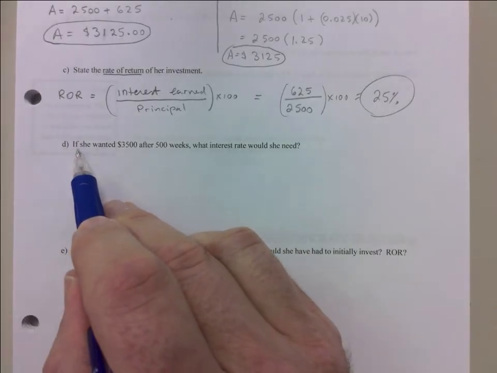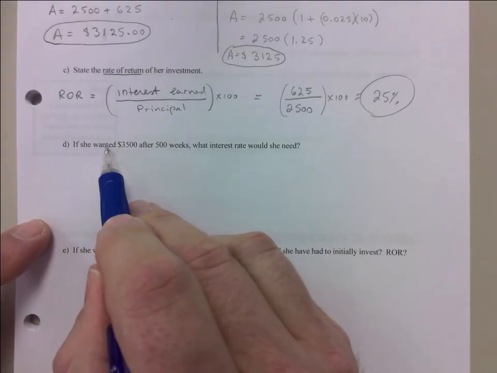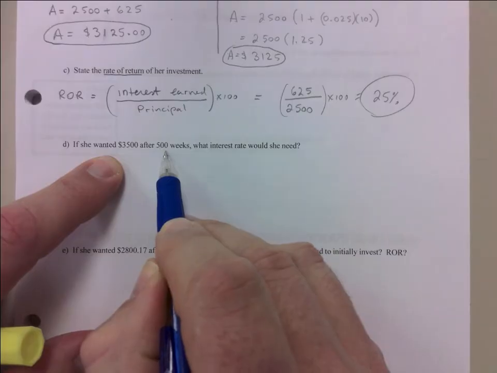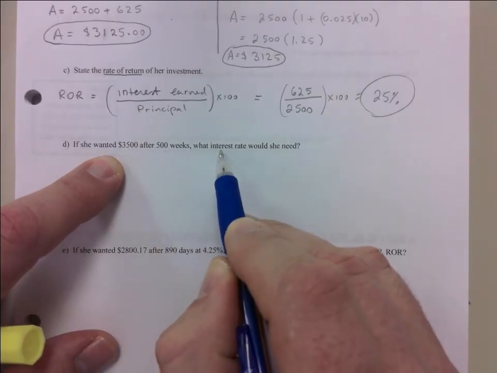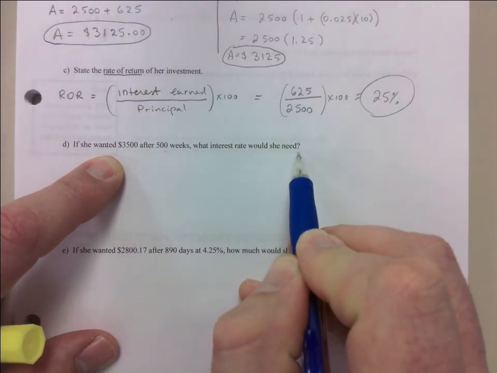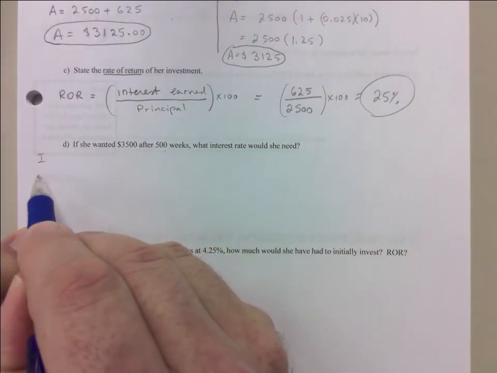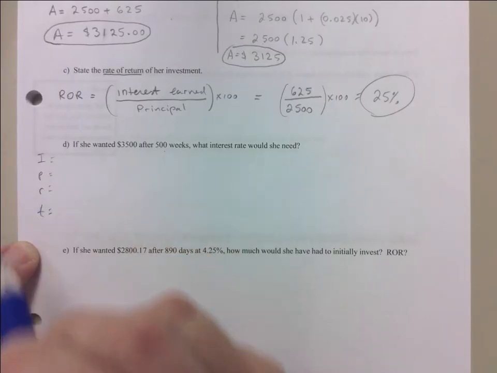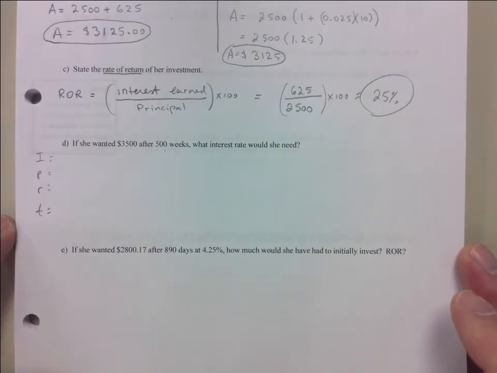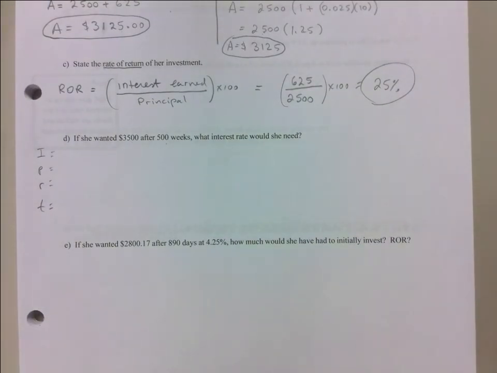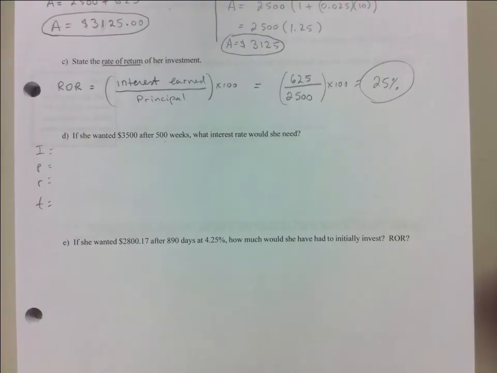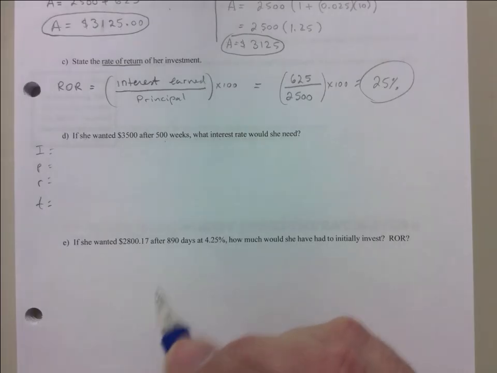So this is now what if, okay? What if she wanted $3,500 after 500 weeks? What interest rate would she need? Let's do this again. Sometimes you have to do a little bit of investigating before you go and make assumptions. Let's do the easiest one.